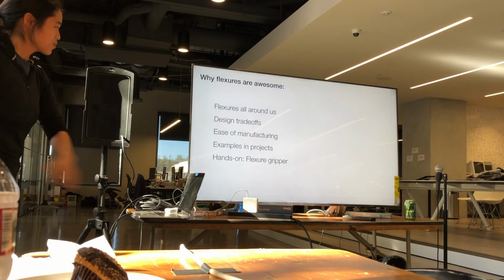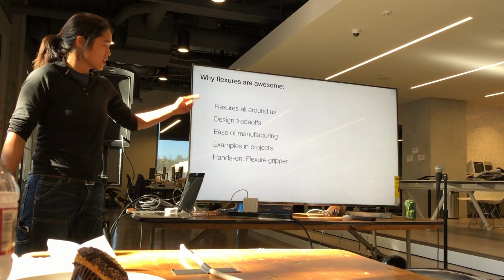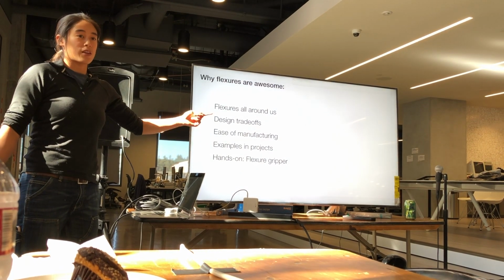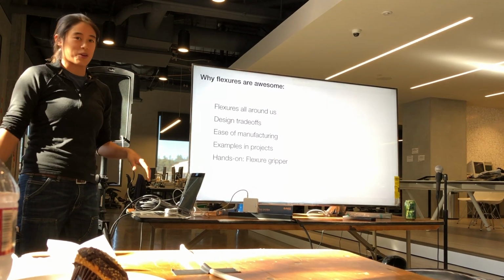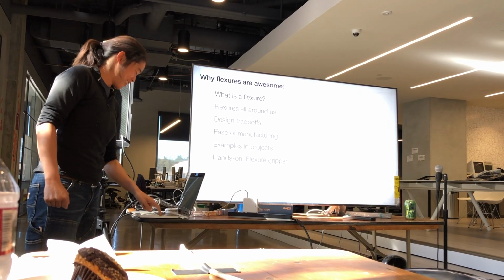So, roughly what we'll go over today: look at some examples, talk about design trade-offs, some manufacturing considerations. We'll go through a whole bunch of examples, and then, as I said, we'll end with assembly of some Flexure girders. First off, what is a Flexure?